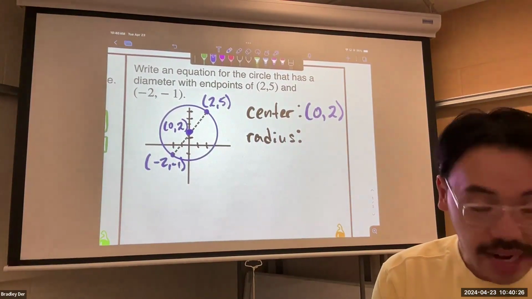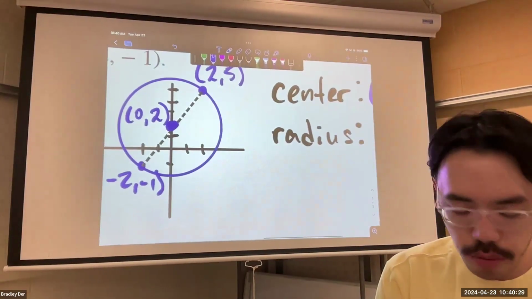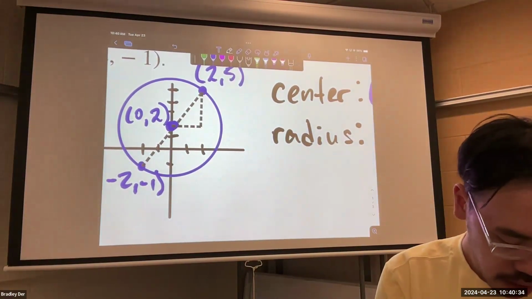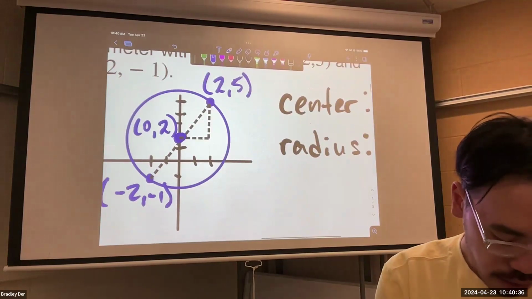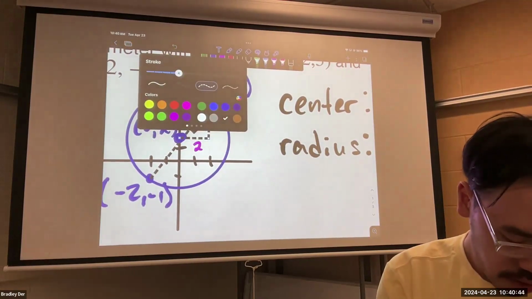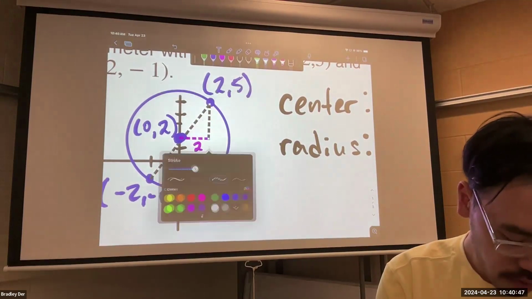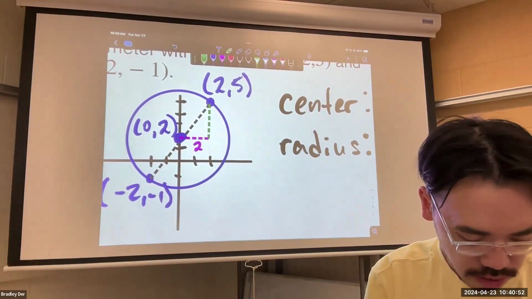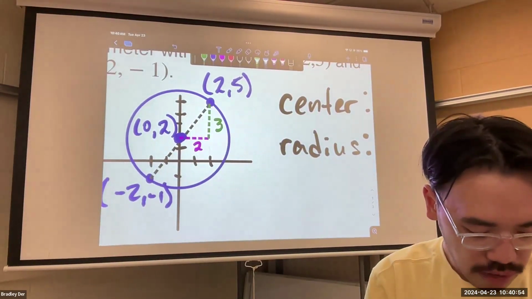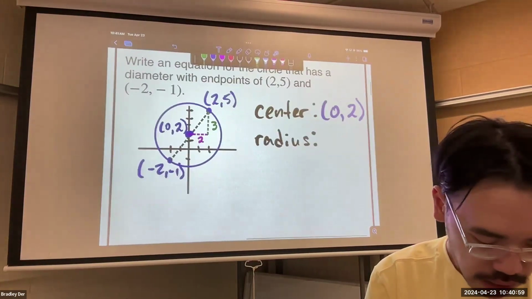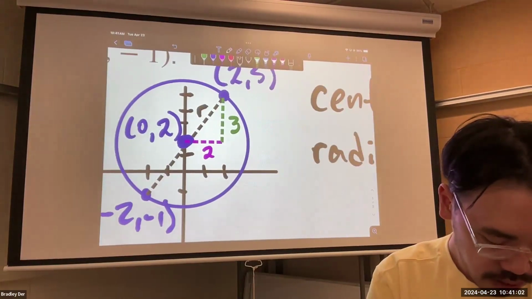All right, and now we'll need to find the radius. You could use the distance formula if you were so inclined. Me personally, I would prefer to use the Pythagorean theorem. So in that regard, this segment has a length of 2, right? Because we're going from the x-coordinate of 0 to the x-coordinate of 2. And then this vertical segment has a length of 3, right? Because we're going from a y value of 2 to a y value of 5. So 3 and 2. And my radius of the circle is just going to be this segment here.